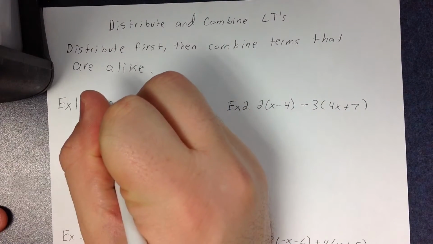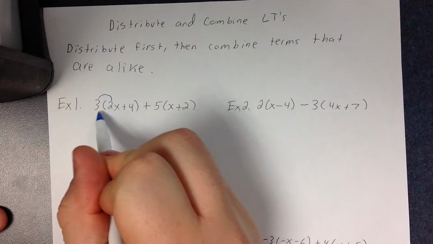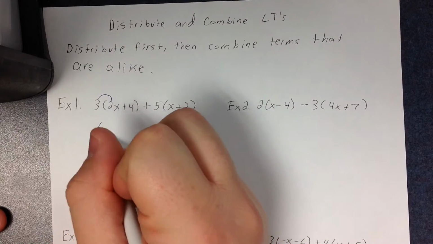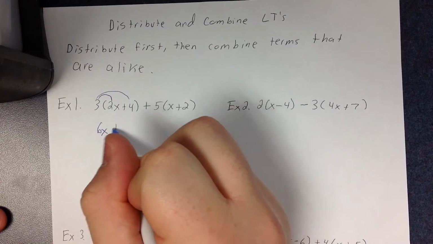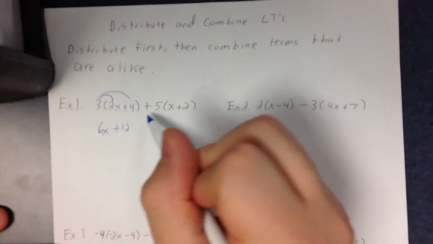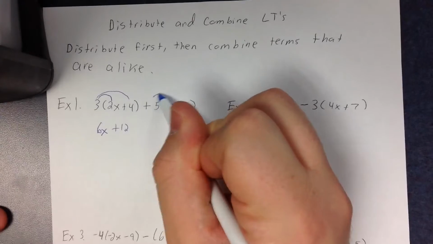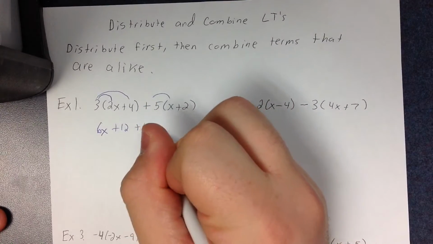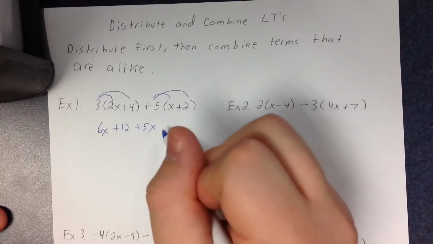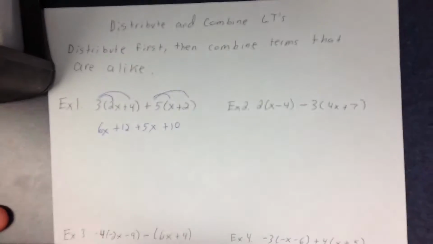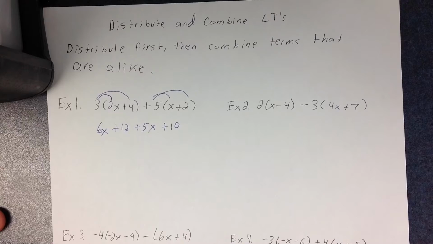So on example 1, 3 times 2x is 6x. 3 times 4 is positive 12. Then this is like a positive 5 times x is positive 5x. And then positive 5 times 2 is positive 10. Then we look for terms that are alike.